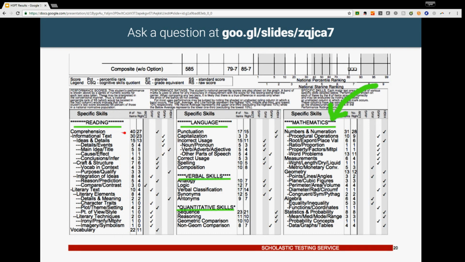Within the comprehension section, 30 of those 40 had to do with informational text. And then within informational text, those 30 would be adding up 5 plus 5 plus 1 plus 4 plus these down here. So it really just dives deeper and deeper. What am I going to do with this?